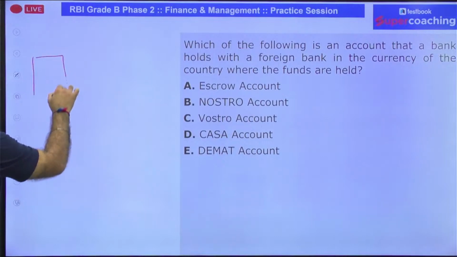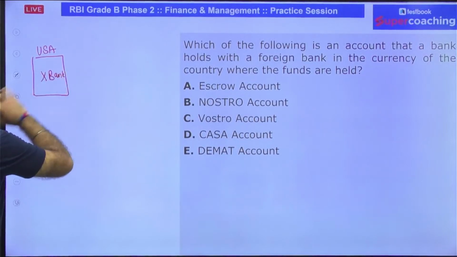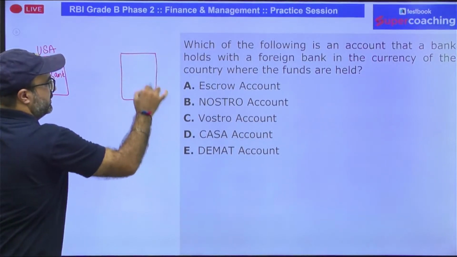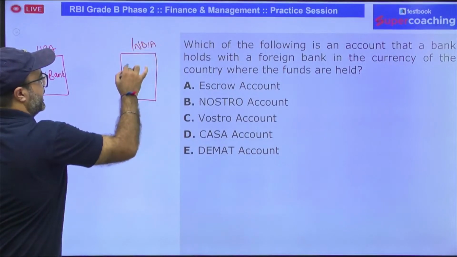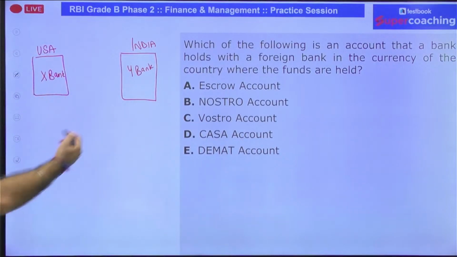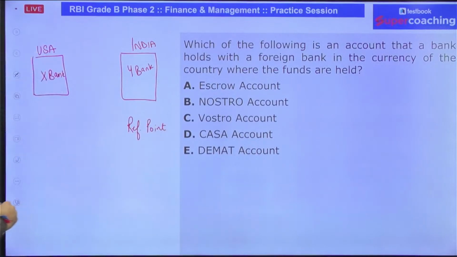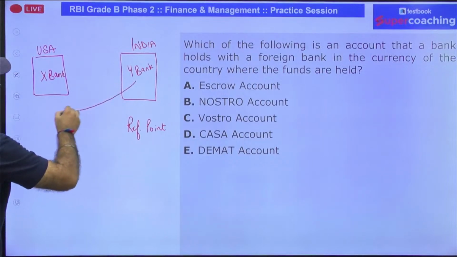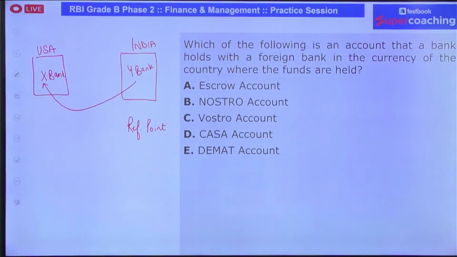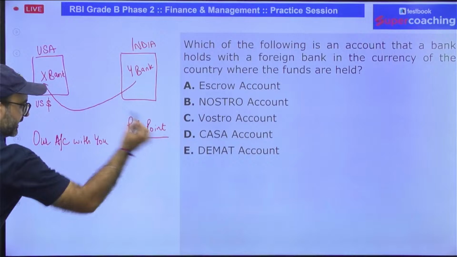We have US. In US, we have a bank named X Bank. Then we have India, and in India, we have a bank named Y Bank. Now, my reference point is India. Now, if the Indian bank, that is Y Bank, is opening up an account in X Bank in US dollars, we call it our account with you. My reference point is India.